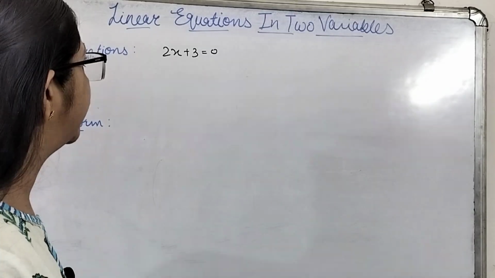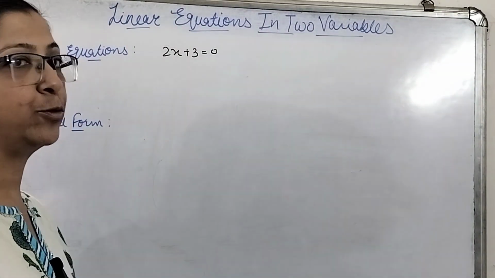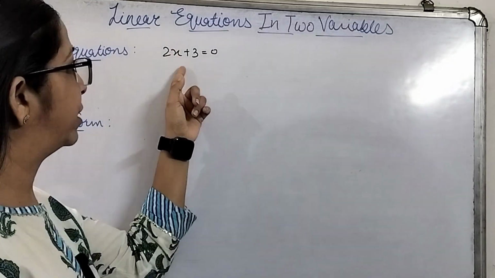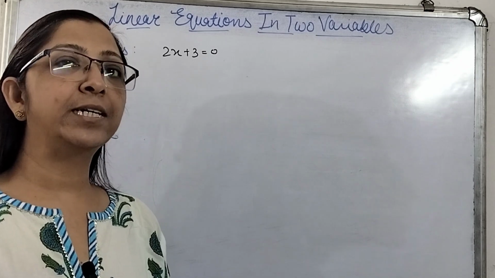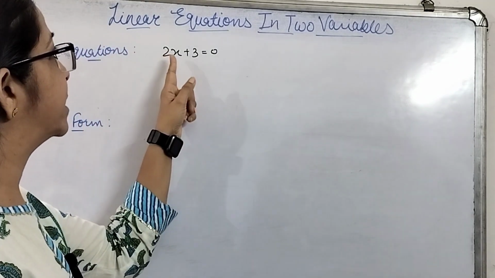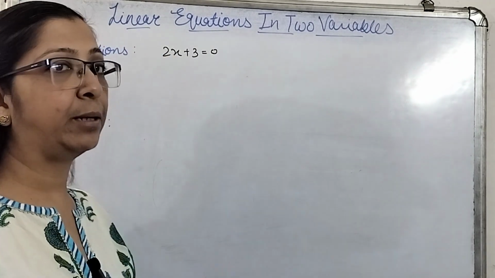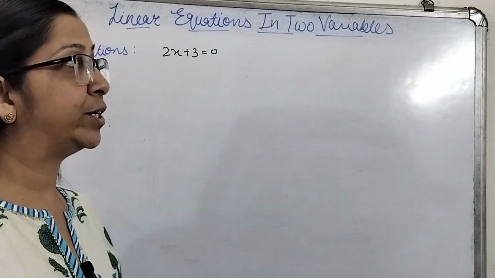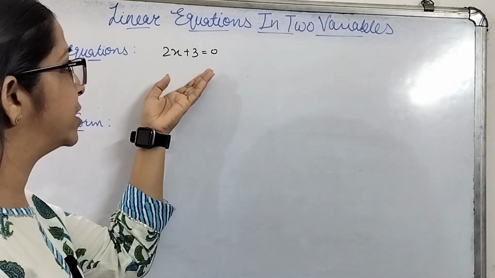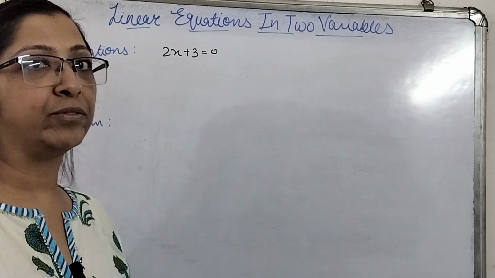We have already learnt that all linear equations in one variable have a unique solution. That simply means there will be exactly one value of the variable that will satisfy the equation, that will be the solution of this equation, that will be the root of this equation.